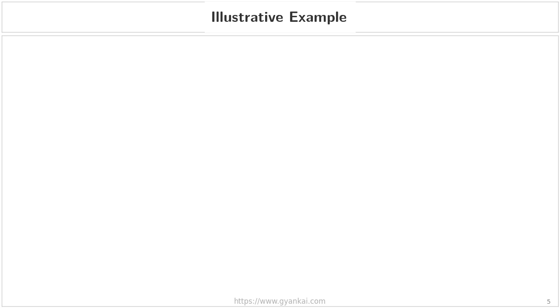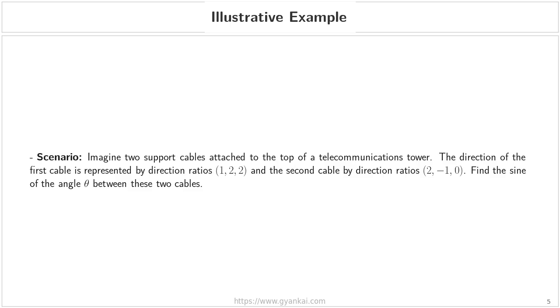Illustrative example. Now that we have understood the formula and the steps required, let us apply them to a practical example. Imagine a real-world scenario. We have two support cables attached to the top of a telecommunications tower. The direction of the first cable is represented by the direction ratios 1, 2, and 2, while the second cable is represented by the direction ratios 2, -1, and 0. Our objective is to find the sine of the angle, theta, between these two cables.